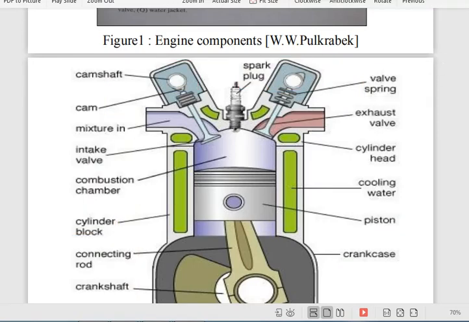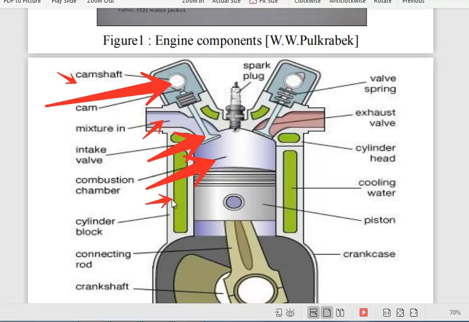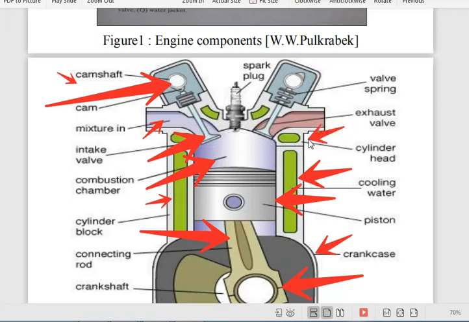I repeat once again: camshaft, cam, mixture inlet, inlet valve, combustion chamber, cylinder block, connecting rod, crankshaft, crankcase, the piston, cooling water, cylinder head, exhaust valve, valve spring, and the most important is the spark plug.